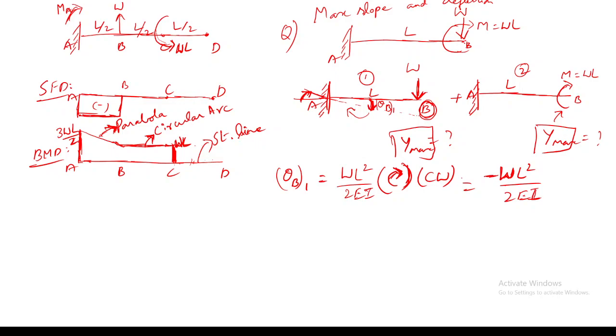So what will be YB? It will also be negative, right? Because we have seen that the downward deflection is negative, whereas the upward deflection is positive. And what will be the value of YB1 for the first case? WL cube upon 3EI. If I mention the direction explicitly, I can write it with a positive sign. If I am not mentioning the direction, then I can write it with the sign. Understood, right?